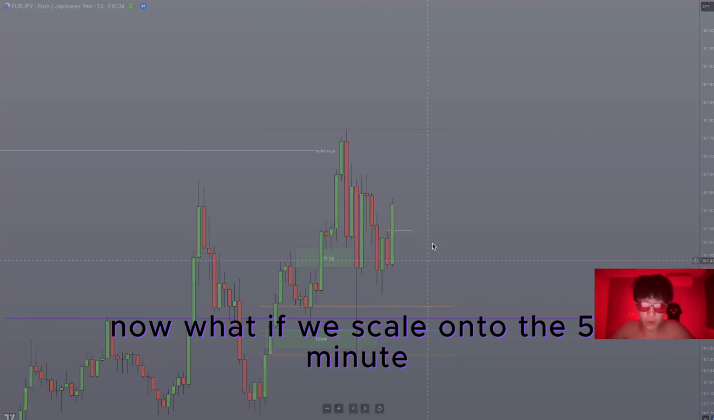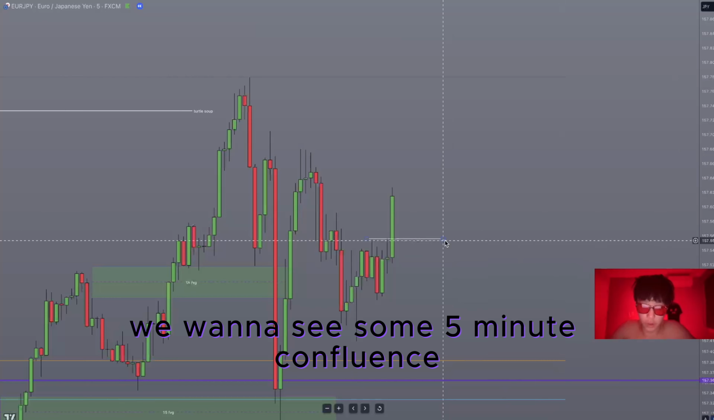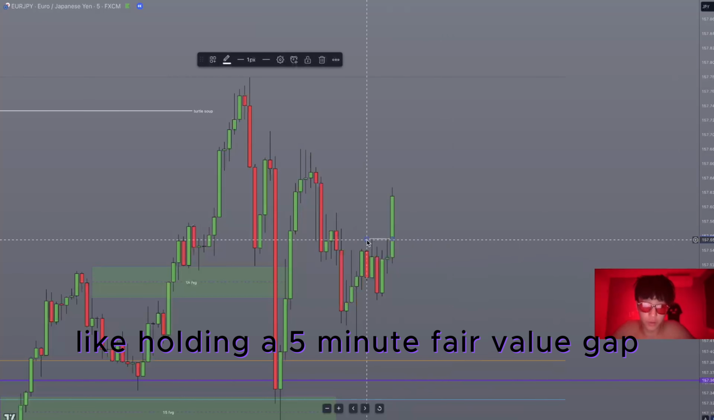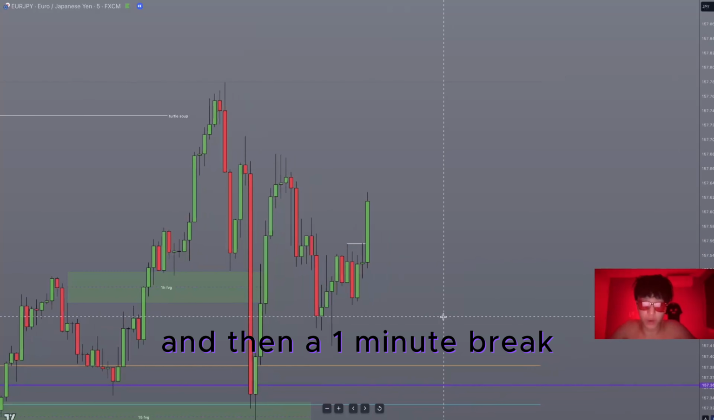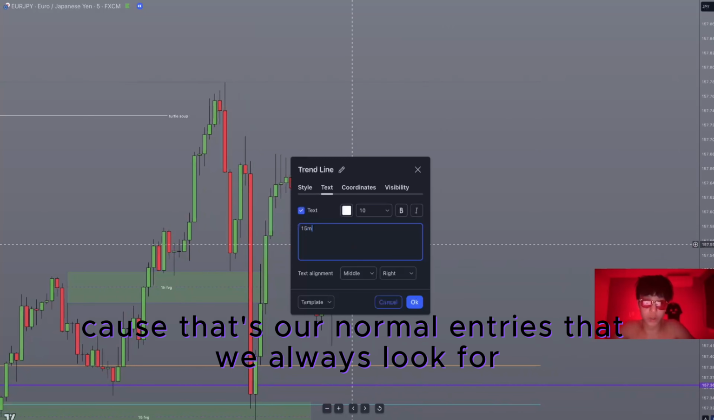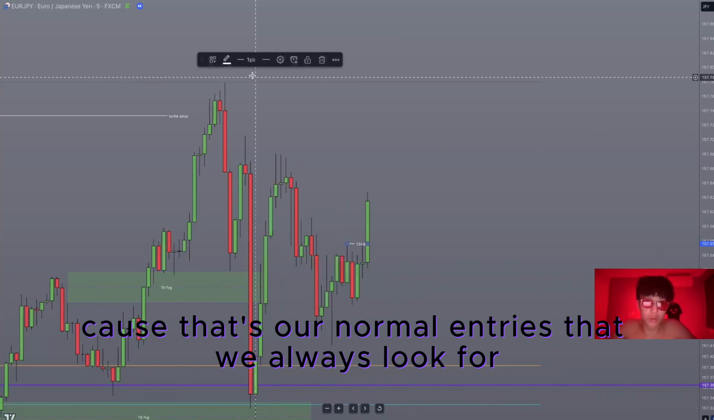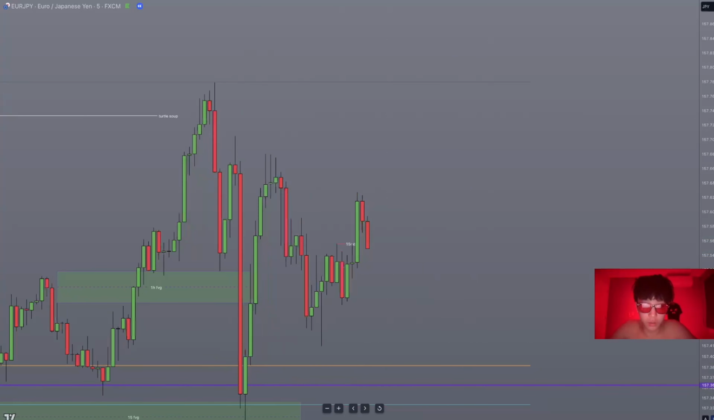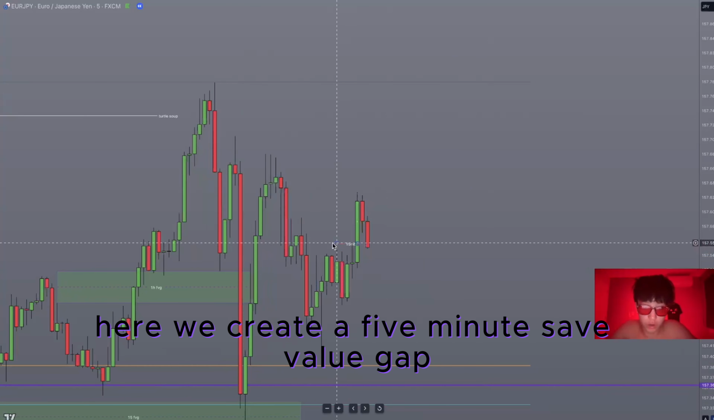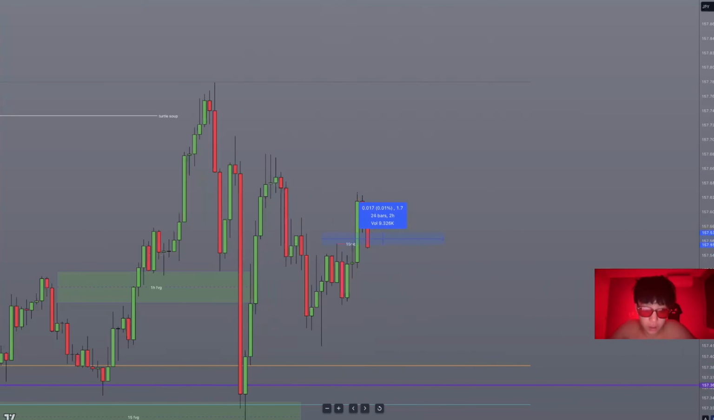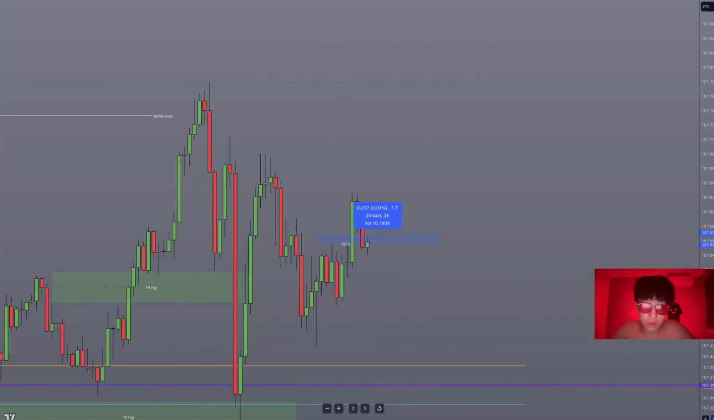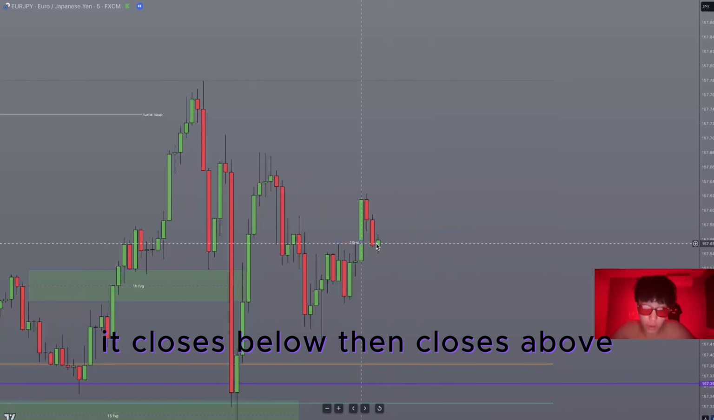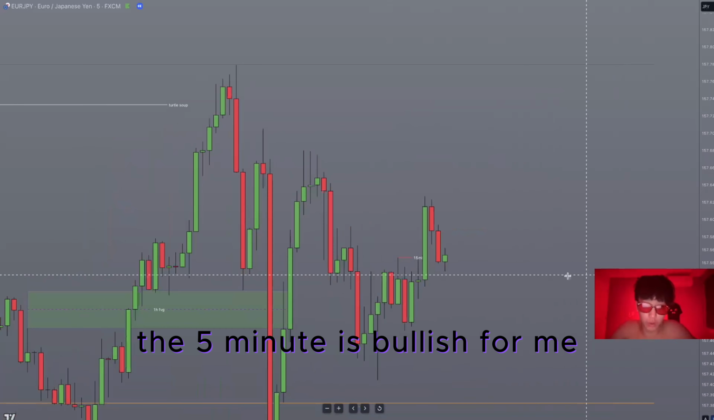Now what? If we scale onto the 5-minute, we want to see some 5-minute confluence, like holding the 5-minute fair value gap, and then a 1 minute break, 1 minute fair value gap, because that's our normal entries that we always look for. So let's see if we get any of those. Boom, boom, boom. Here we create a 5-minute fair value gap. See what happens. It's a fake out. It closes below and then closes above. The 5-minute is bullish for me.